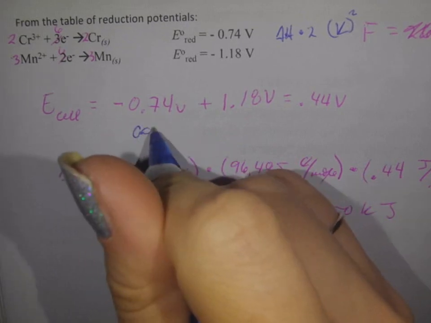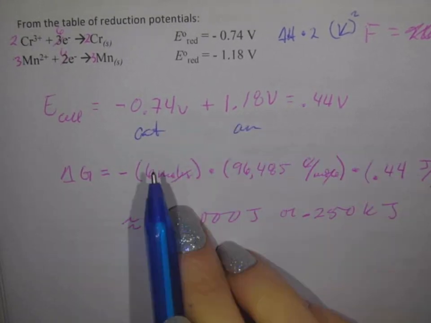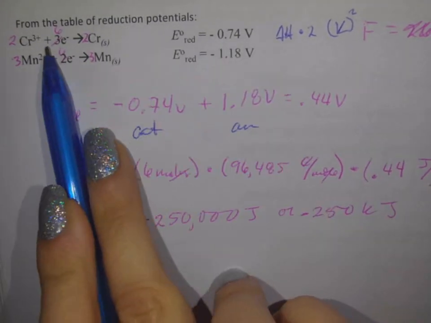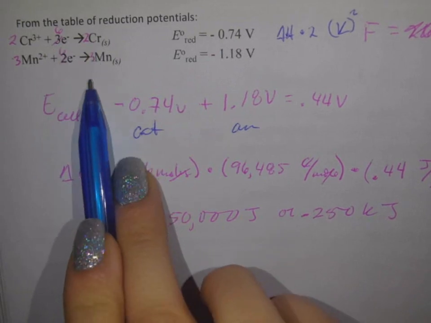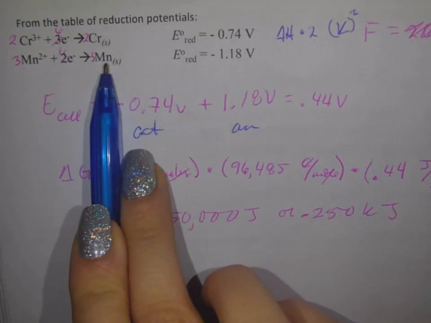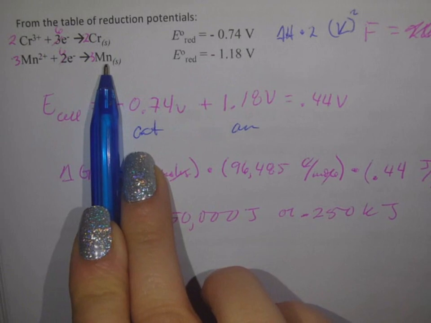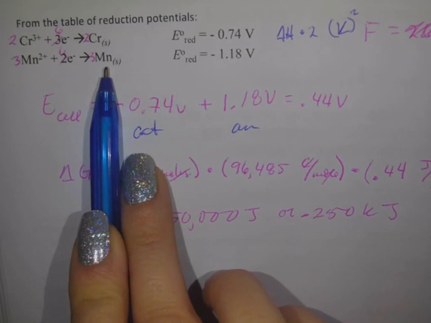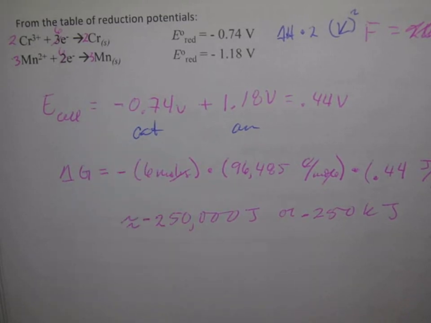So cathode minus anode. So chromium is our cathode, and manganese is our anode.